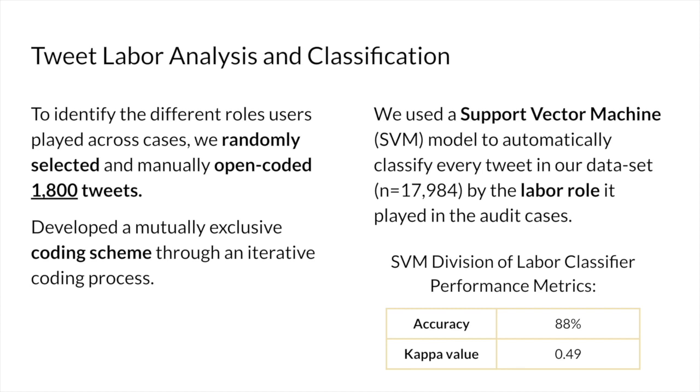With our final dataset, we conducted a qualitative thematic analysis by open coding 1,800 random tweets from our dataset to develop a mutually exclusive coding scheme to break down the similar division of labor we observed between the different cases. We then built a support vector machine model using this coded sample to classify the remainder of our entire dataset. Our final model had an accuracy measure of 88% with a kappa value of 0.49.